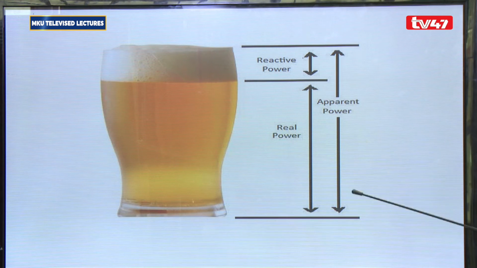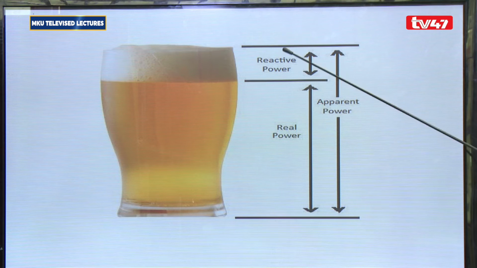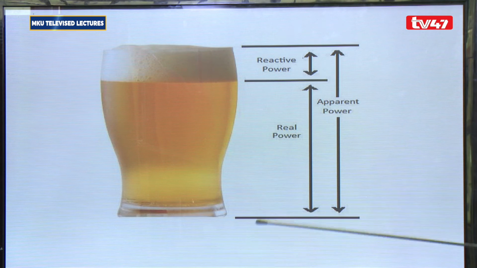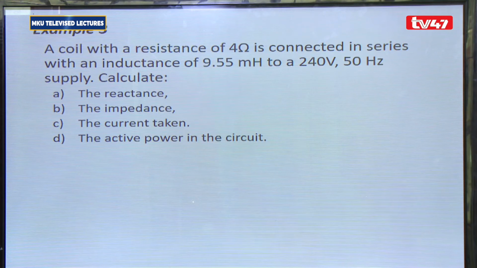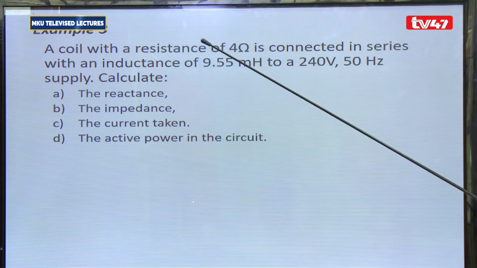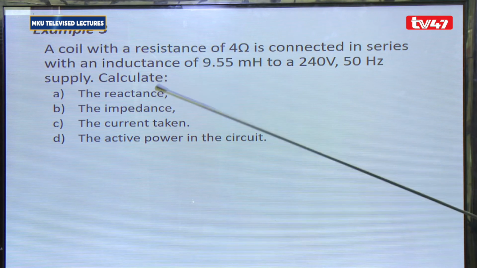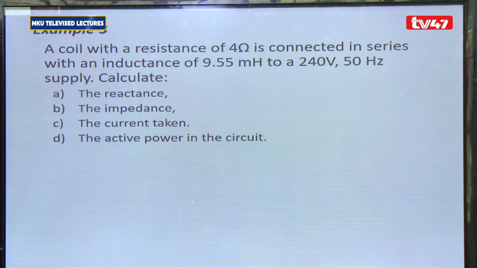And then the apparent power is the capacity of the circuit to accommodate the real power and the reactive power. So this is just an explanation to show you what the real, apparent and reactive power are. Then we have an example here. A coil with a resistance of 4 ohms is connected in series with an inductance of 9.55 millihenry to a 240 volts, 50 hertz supply. You are supposed to calculate the reactance, the impedance, the current taken, and the active power in the circuit.